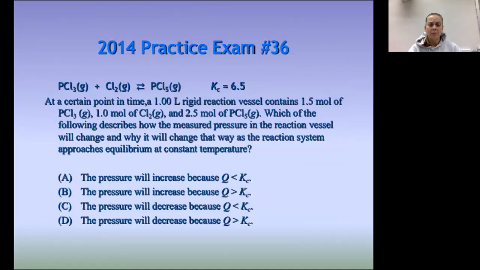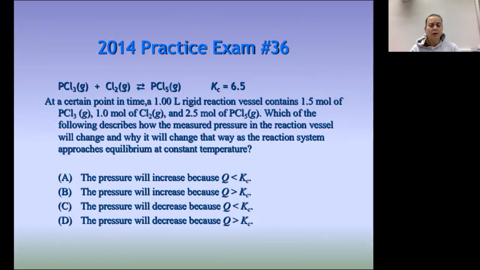So let's look at a couple of practice problems. This one is from the 2014 practice exam. So we're told that we have a 1 liter rigid vessel containing 1.5 moles of phosphorus trichloride, 1 mole of chlorine, and 2.5 moles of phosphorus pentachloride. So it asks how the measured pressure in the reaction vessel will change and why it will change that way as we approach equilibrium at constant temperature.